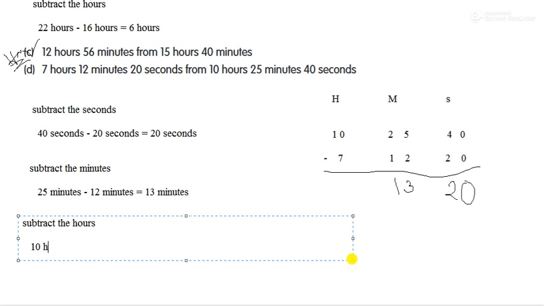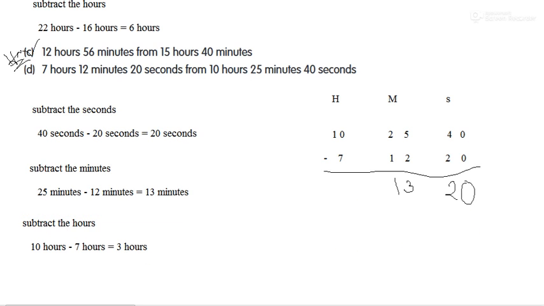Here 10 hours minus 7 hours equals 3 hours. So 3 hours 13 minutes 20 seconds.